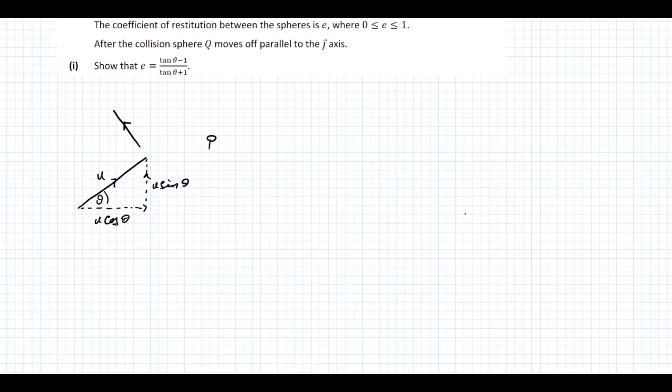Let's look at Q then. Q moves in the opposite direction, generally this direction here. Theta is here, so I'm going to draw a vector out this way and another one up along here. So this here again is u, this actually is u sine theta, and here will be u cosine theta. Afterwards it moves off vertically upwards along the j-axis, so there's no I component. This is Q.